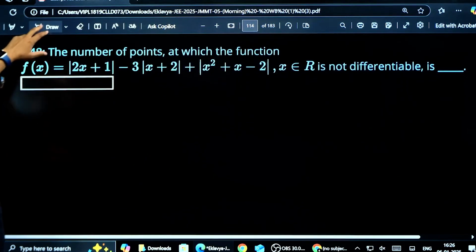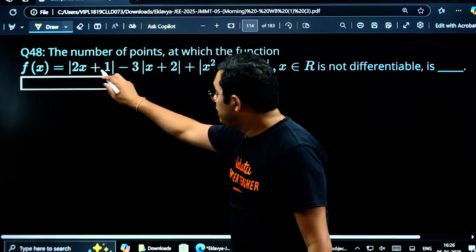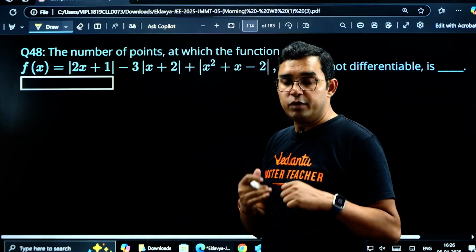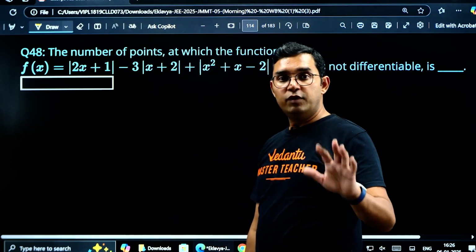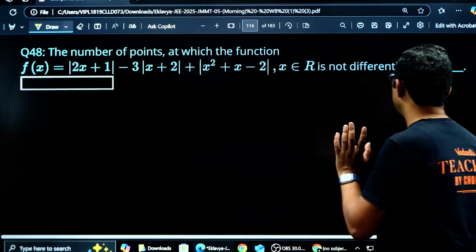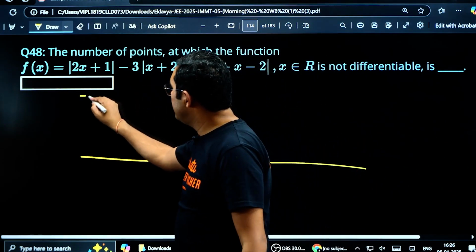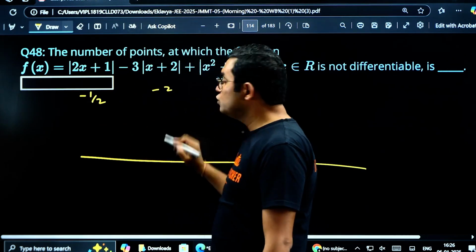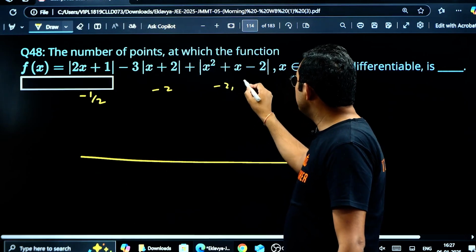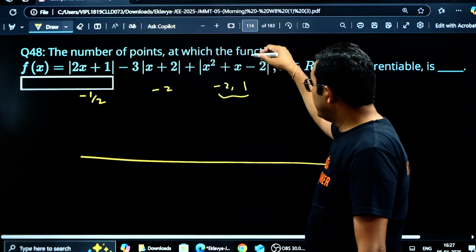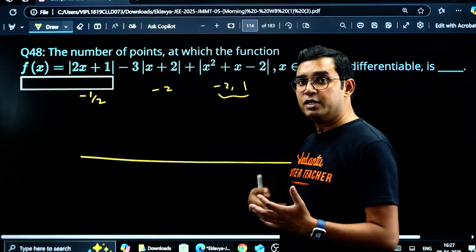Next is: number of points at which the function is non-differentiable. Here we are given 1, 2, 3 modulus signs, and because of mod, we may get points of non-differentiability. The function will still remain continuous, but non-differentiability can be there. Please see, for the first bracket it is at minus half. For the second bracket it is minus 2, where the sign will change. And for this, it is minus 2 and 1. If you factor, it is x plus 2 as one factor, and x minus 1 as the other factor. So this will change sign at minus 2 and 1 also.